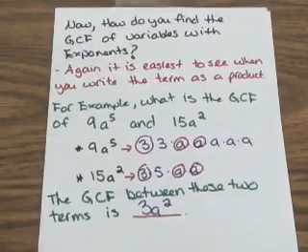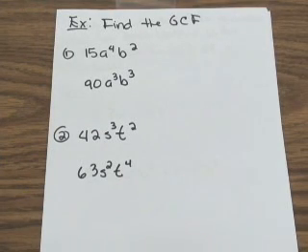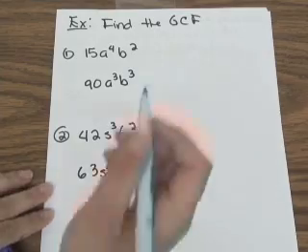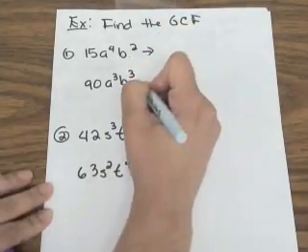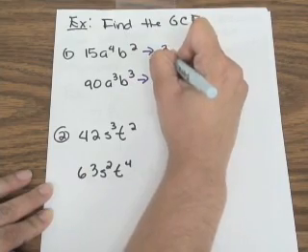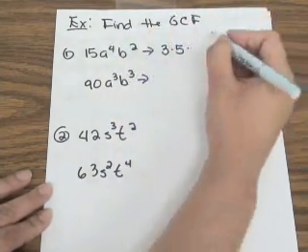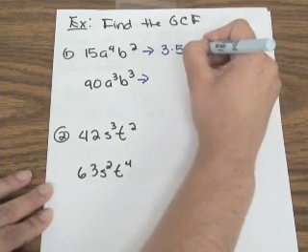Now let's find the greatest common factor of some more terms. I have 15a to the 4th b squared and 90a cubed b cubed. What we want to do first is write the prime factors of the numbers. The number 15 has prime factors of 3 and 5. We want to break down the variable a to the 4th into standard form, a times a times a times a, and also b squared, b times b.